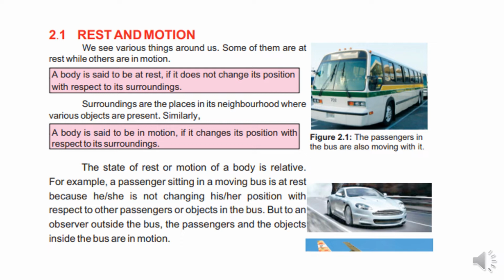Surrounding are the places in its neighborhood where various objects are present. Similarly, a body is said to be in motion if it changes its position with respect to its surrounding. The state of rest or motion of a body is relative. For example, a passenger sitting in a moving bus is at rest because she is not changing his or her position with respect to other passengers or objects in the bus, but to an observer outside the bus, the passengers and the objects inside the bus are in motion.